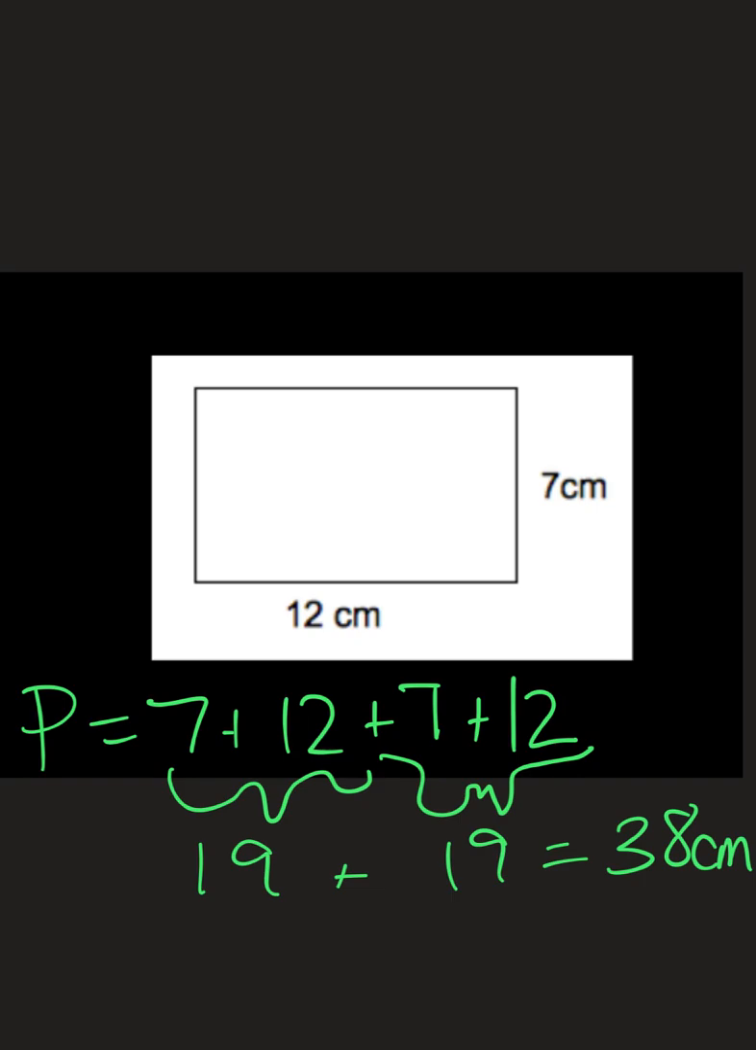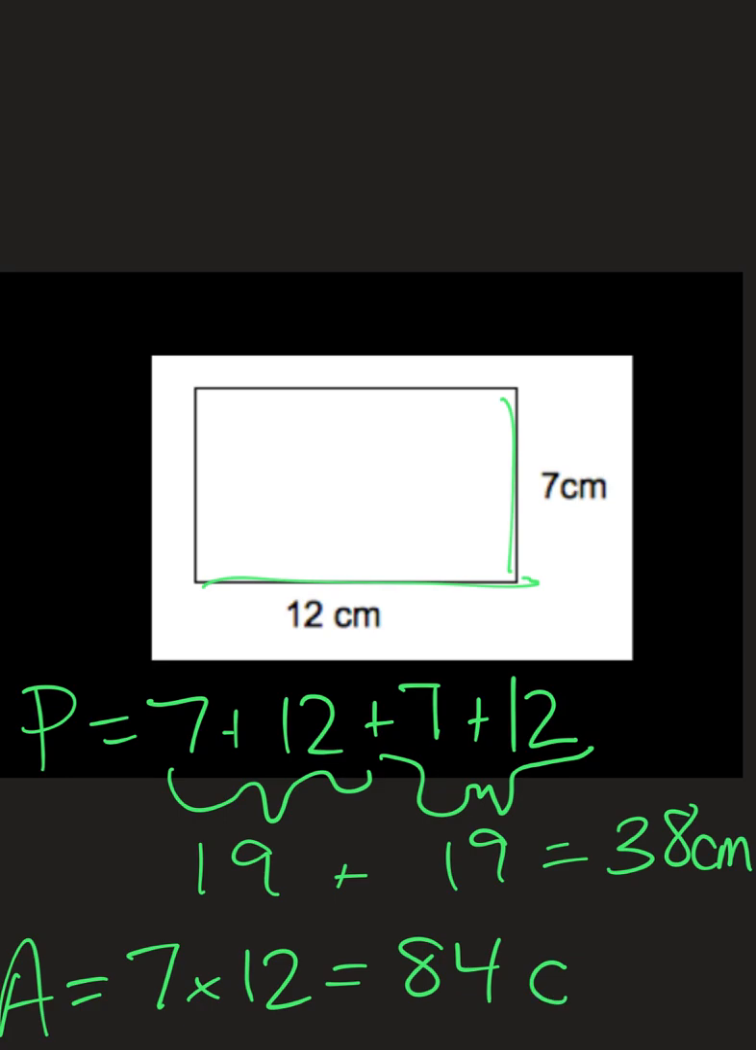Okay? Now for area, we're just taking base times height. So we have 12 as our base and 7 as our height. So 7 times 12 will give us 84. And because this is area, we have centimeters squared. We don't do square for our perimeter because it is not two-dimensional, it's one-dimensional.